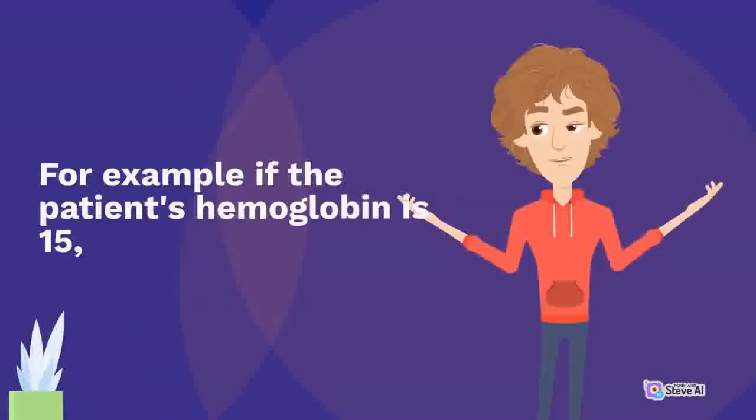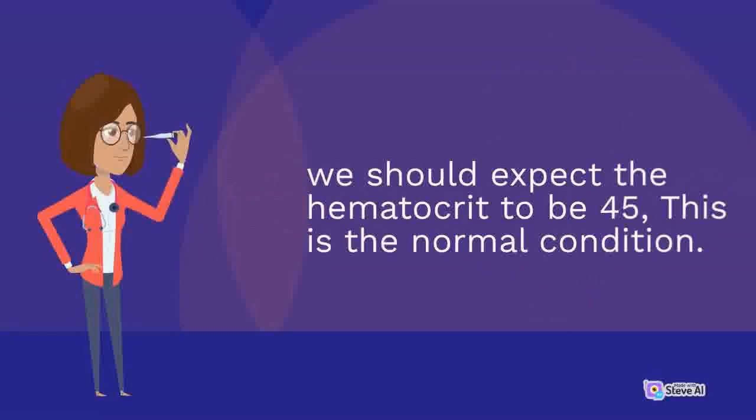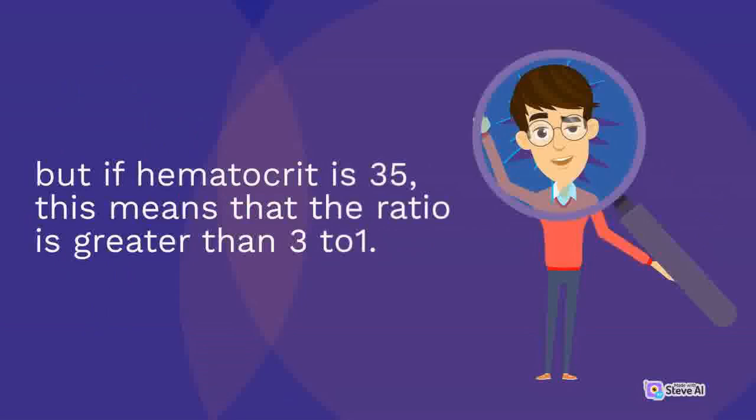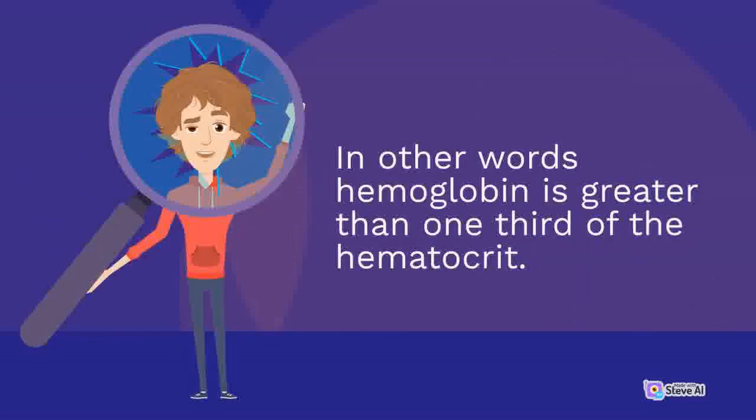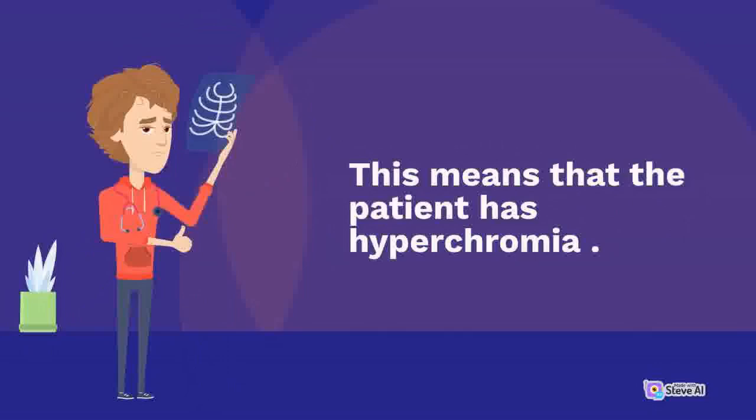For example, if the patient's hemoglobin is 15, we should expect the hematocrit to be 45, this is the normal condition. But if hematocrit is 35, this means that the ratio is greater than 3-to-1. In other words, hemoglobin is greater than 1/3 of the hematocrit. This means that the patient has hyperchromia.